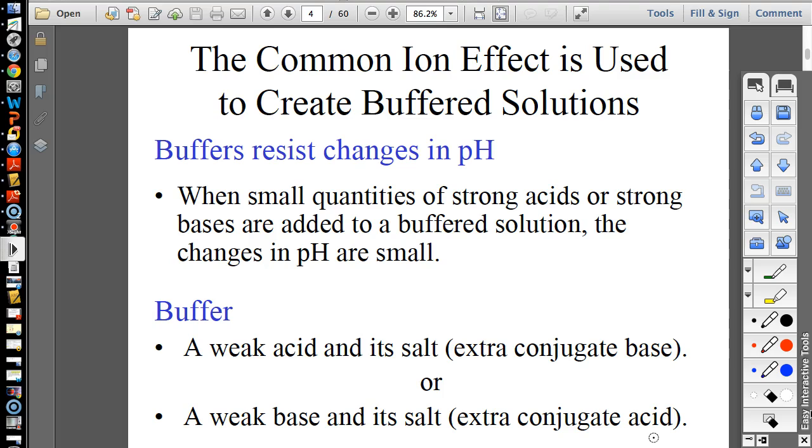So, the thing about buffers is you want to have a weak acid or a weak base, and what they're going to do is actually react with any strong acid or strong base, and they're going to be able to help neutralize them.